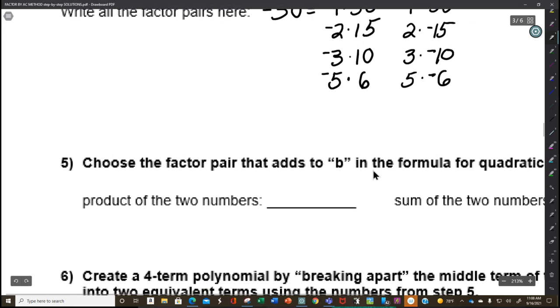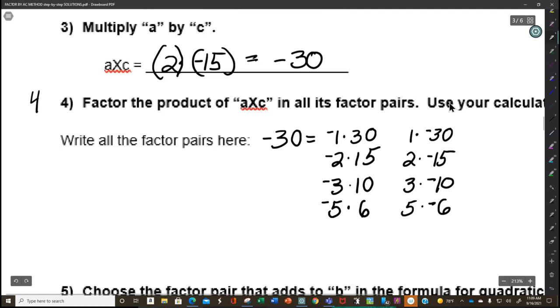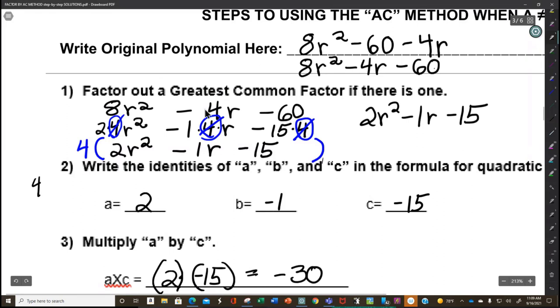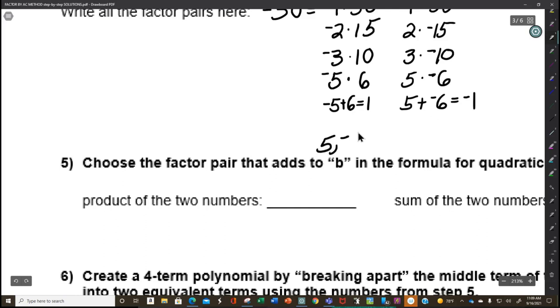Step 5 is choose the factor pair that adds up to B. It would be better if I included that as another sentence up here. So I am looking for the B number. But now the B number is no longer negative 4, it's negative 1. So I need two numbers that will add up to negative 1. Aha! Negative 5 plus 6 is positive 1, and 5 plus negative 6 is negative 1. So my two numbers are going to be 5 and negative 6.